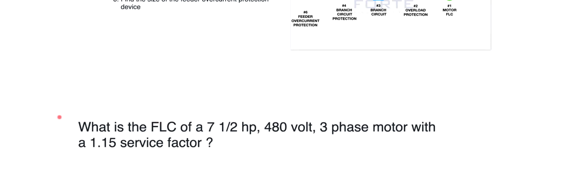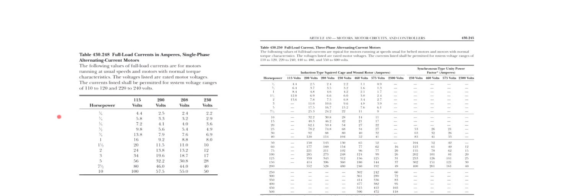So let's open up our code books to 430.248. And then we're going to open it up to 430.250. But let's start with 430.248. Guys, this is what you'll see mainly on your Journeyman's test. They'll be asking about a single-phase AC motor. So this is the table you need to go to. So go ahead and highlight that table. Right there, I'd highlight Table 430.248 and single-phase AC motors.